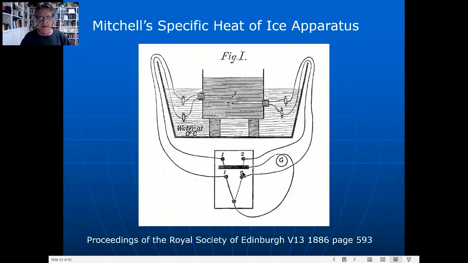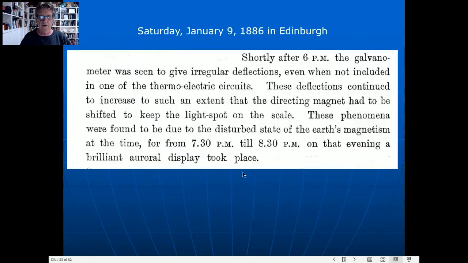Now what happened was, this is out of his journal article from the Royal Society of Edinburgh. I suppose I should read it. Shortly after 6 p.m., the galvanometer was seen to give irregular deflections even when not included in one of the thermoelectric circuits. These deflections continued to increase to such an extent that the directing magnet had to be shifted to keep the light spot on the scale.